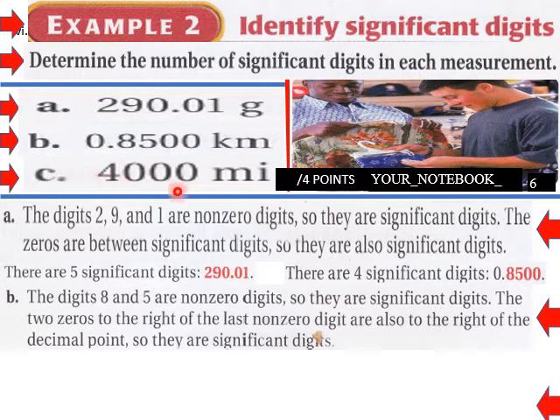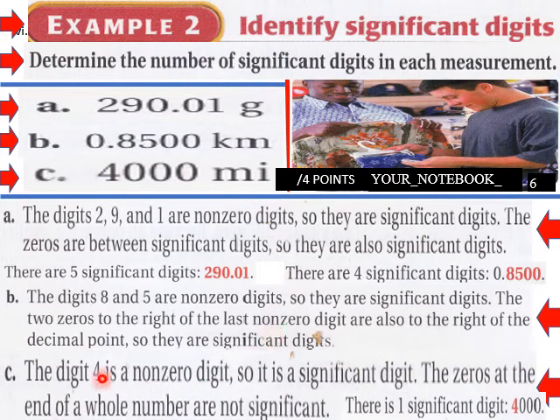And then we have 4,000 miles, and the digit 4 is a non-zero digit, so it is a significant digit. The zeros at the end of a whole number are not significant, so there is only one significant digit in the number 4,000.